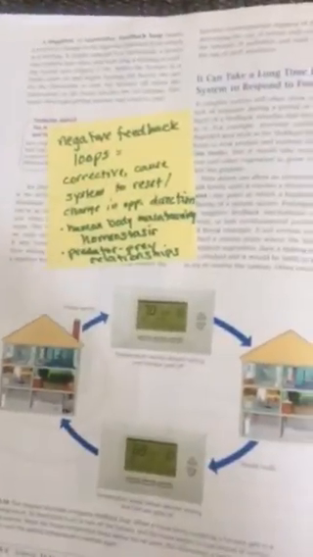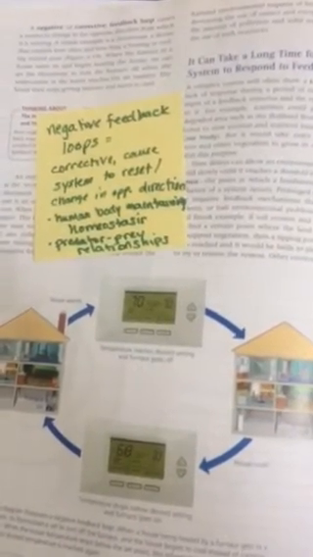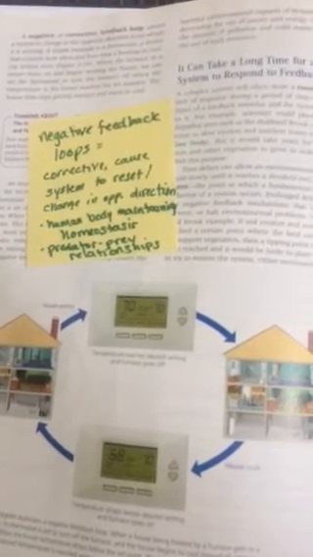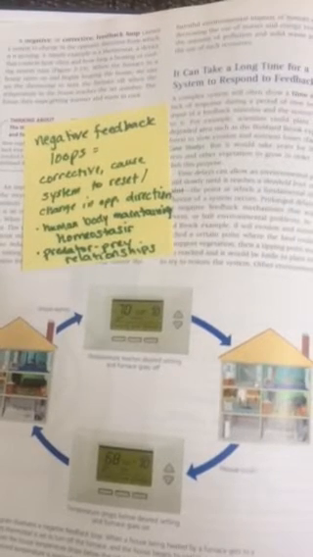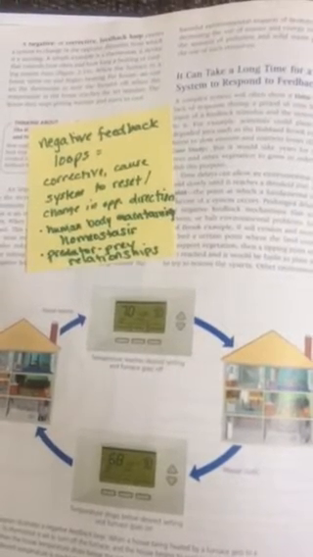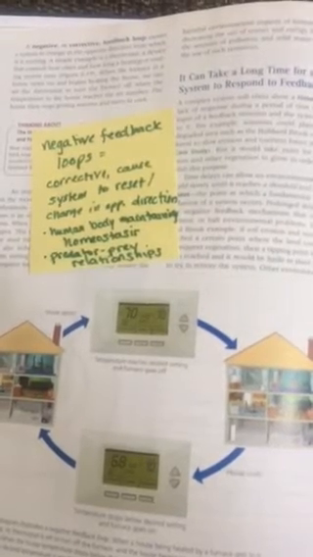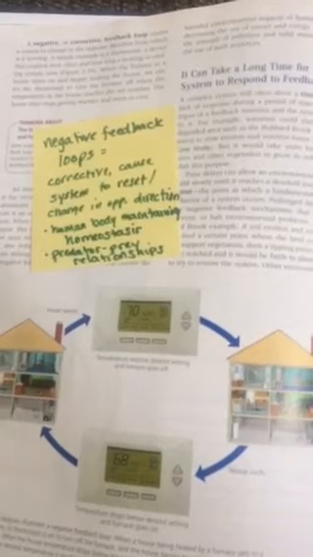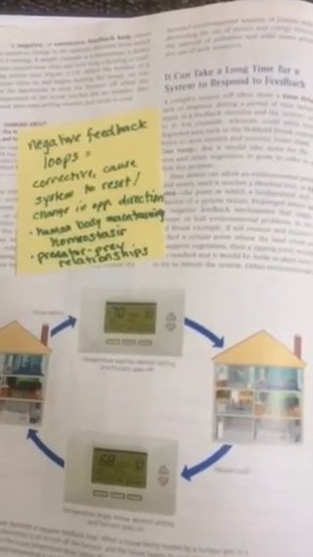Negative feedback loops, which are discussed on the next page, you focused on in biology in terms of maintaining homeostasis. They're more corrective. They cause the system to reset or change back in the opposite direction. Another good example that we'll look at in our next unit are predator-prey relationships. As the number of predators increases, the number of prey goes down, which then causes the number of predators to go down, which causes the number of prey to go back up, etc. So it gets that nice balance.